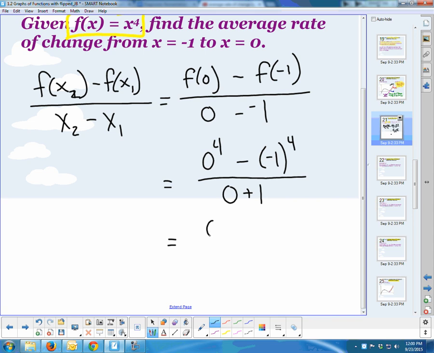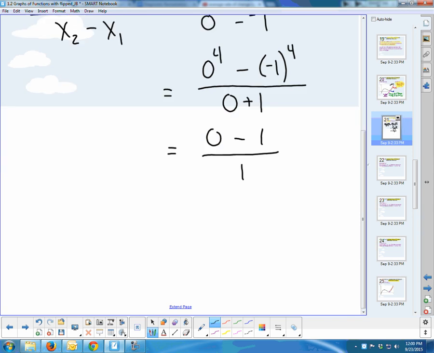0 to the fourth is 0, minus negative 1 to the fourth, being negative 1 times negative 1 times negative 1 times negative 1, is positive 1, over 0 plus 1, which is 1, giving us negative 1 over 1, which is negative 1. So that's our average rate of change for the function between negative 1 and 0. It's not true all the time, but just for that part.